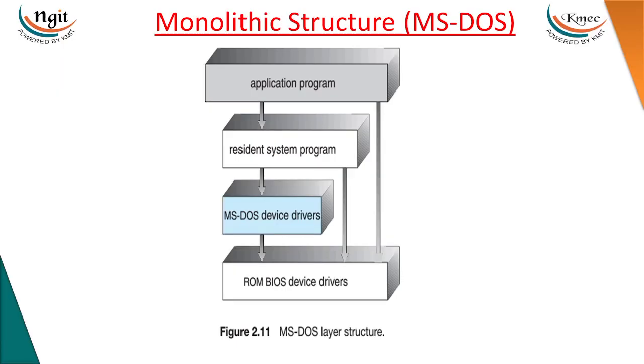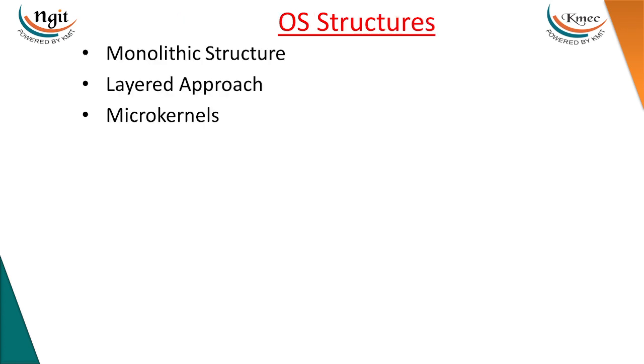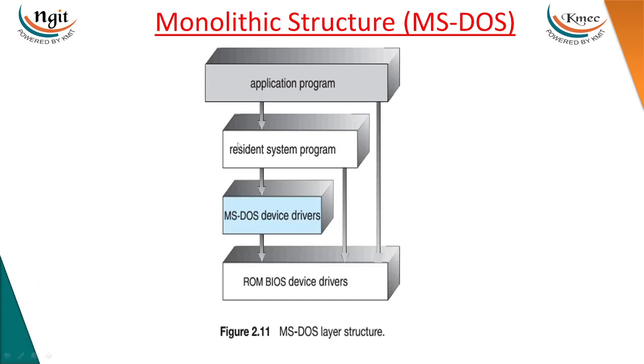Today we are discussing operating system structures. There are three types of operating system structures we are going to discuss. First one, monolithic structure. Second one, layered structure. Third one, microkernel structure. In monolithic structure, we will discuss two operating systems. First one, Microsoft Disk Operating System. Second one, the traditional Unix operating system.